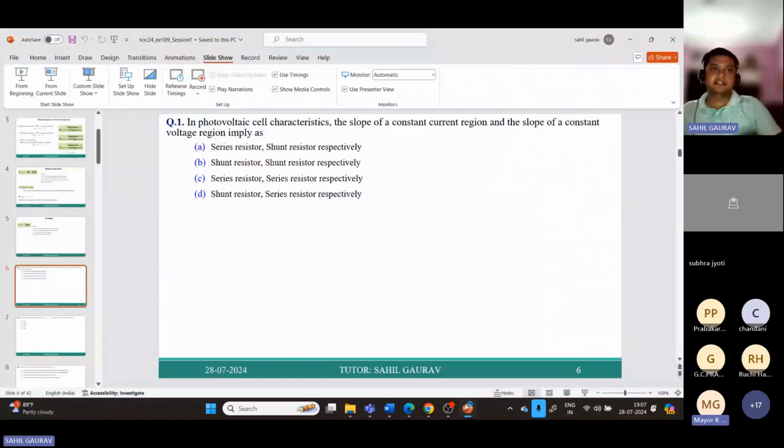Okay, let's start today's problem. Whoever is getting the answer, you can type it in the chat box. The first problem: in photovoltaic cell characteristics, the slope of the constant current region and the slope of the constant voltage region imply what? The options are: A, series resistor, shunt resistor respectively; B, shunt resistor, series resistor respectively; C, series resistor, series resistor respectively; and D, shunt resistor, series resistor respectively. You can give your answer in the chat box.